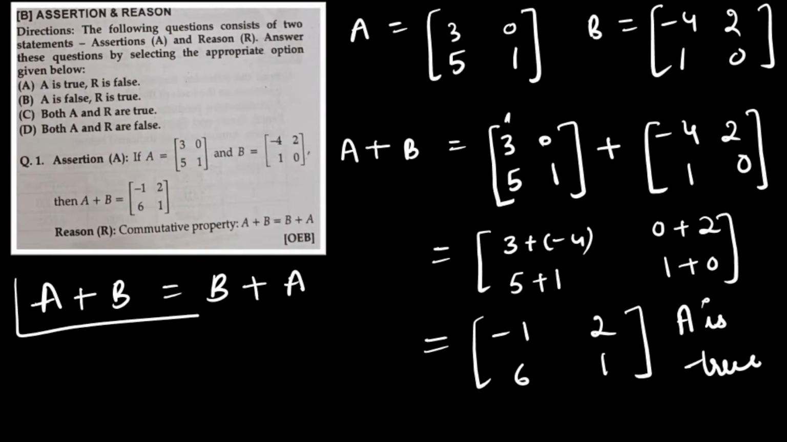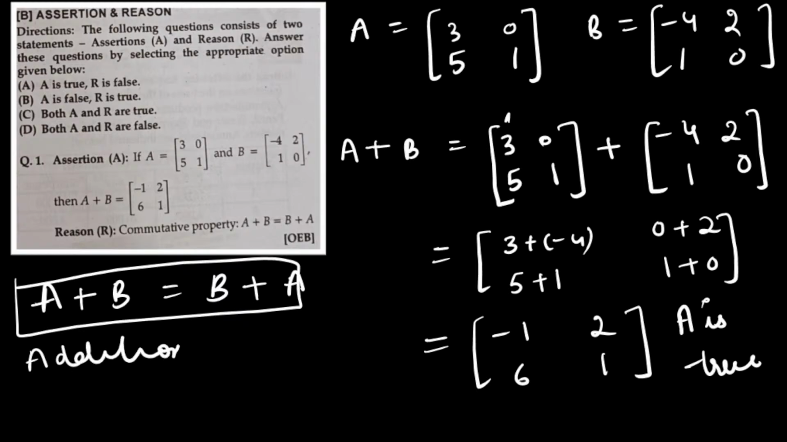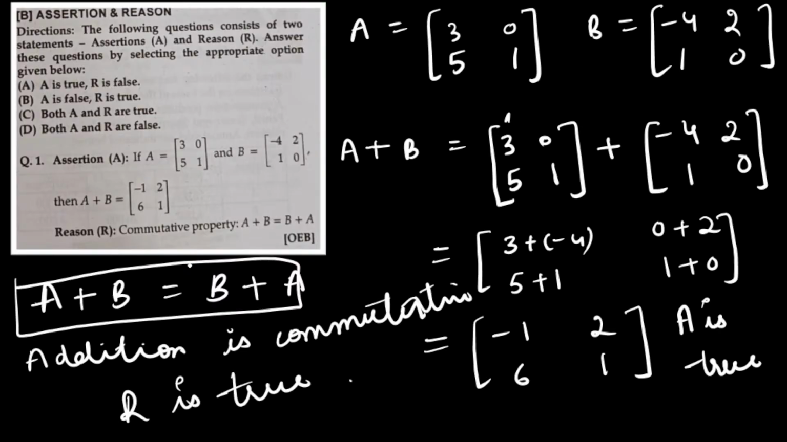Whenever we do matrix addition, it is commutative. A plus B is equal to B plus A. Multiplication is not commutative, but addition is commutative. Commutative means when we interchange A and B, the result is the same. So matrix addition is commutative, but always remember, matrix multiplication is not commutative. So that means R is also true. So option C, both A and R are true.